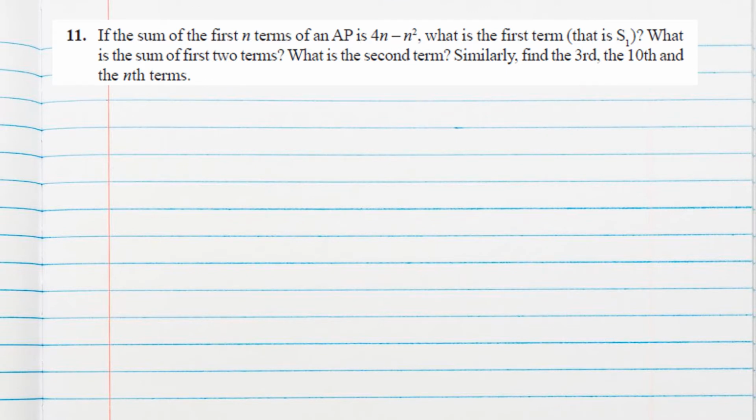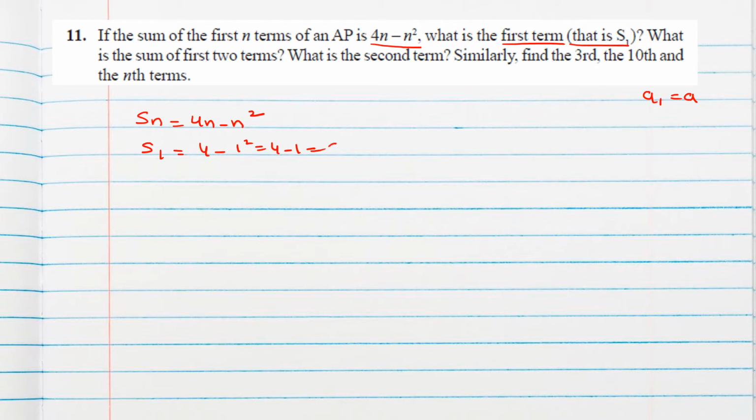If the sum of the first n terms of an AP is 4n minus n square, that is Sn is given as 4n minus n square. What is the first term? That is S1. S1 denotes the sum of the first one term. That is simply A1 only. That is first term, which is A. So we can write n value as 1. 4 minus 1 square means 4 minus 1, which is 3. So this is first term only.